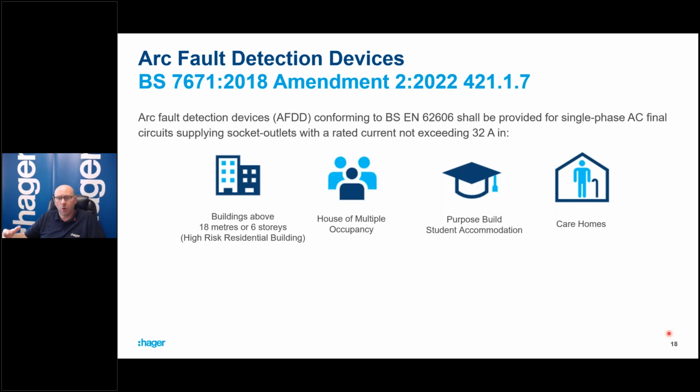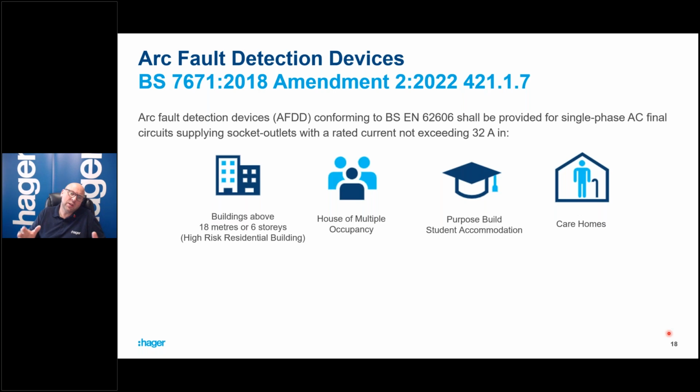They get a lot more load, with a lot more extension leads being used. Purpose-built student accommodation was chosen because students will purchase different charging leads and things to get their phones going. They're away at university having a good time. They're not particularly thinking about electrical safety, so we want to protect those areas. And again, with care homes, in years gone by, there have been some tragedies in care homes with electrical fires, and therefore it made the list.